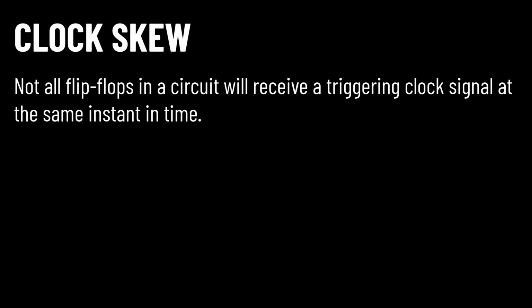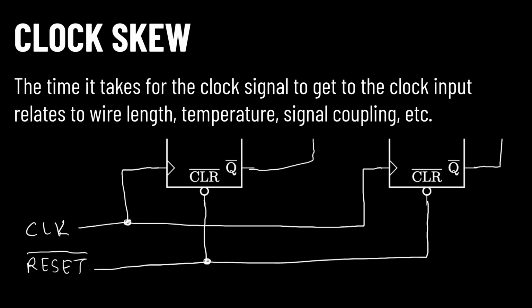Clock skew refers to the fact that not all flip-flops in a circuit will receive a clock trigger at the same exact moment in time. Consider a circuit with two flip-flops. If the clock signal is applied to one point on a breadboard or printed circuit board, then the amount of time it takes to travel to each flip-flop will depend on things such as wire length, temperature, and whether or not other signal wires are routed close enough to the clock wire to cause possible coupling issues.